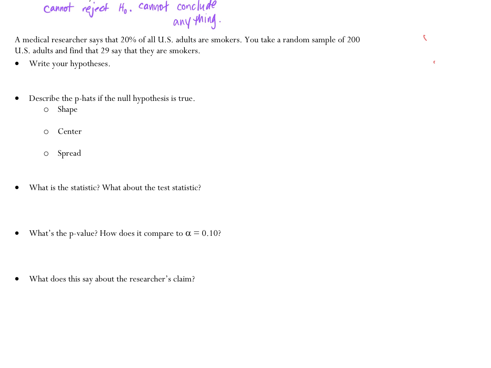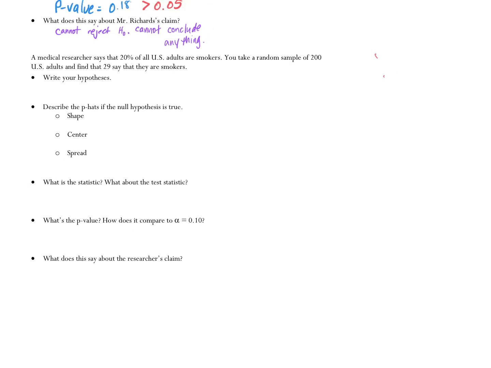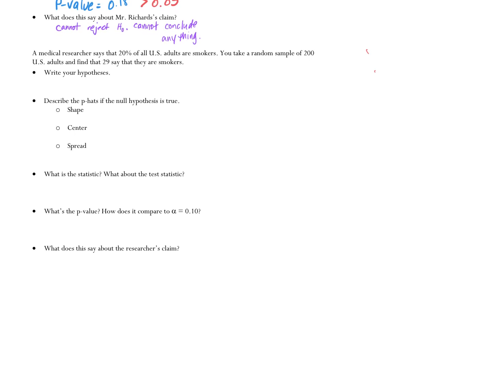Let's do another example real quick. A medical researcher says that 20% of all U.S. adults are smokers. You take a random sample of 200 U.S. adults and find that 29 say they are smokers. Okay, let's start with my hypotheses.